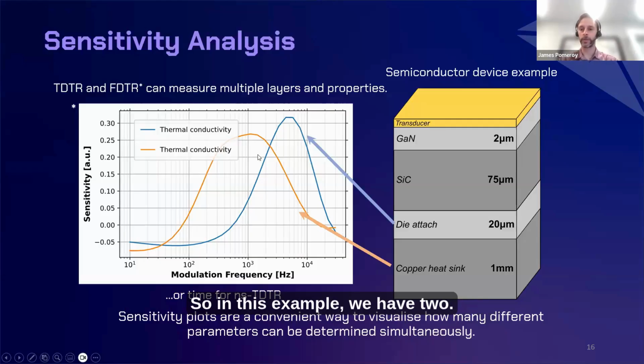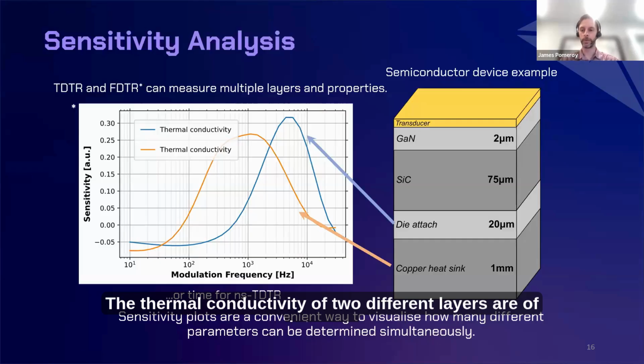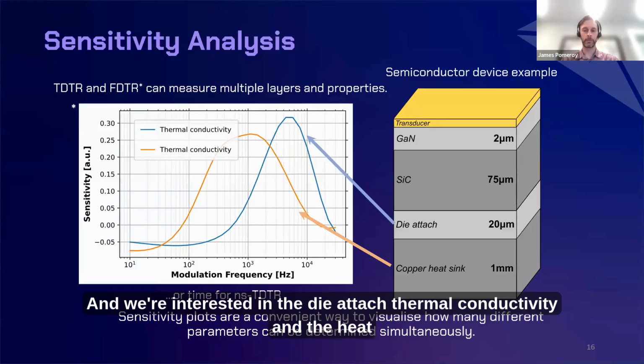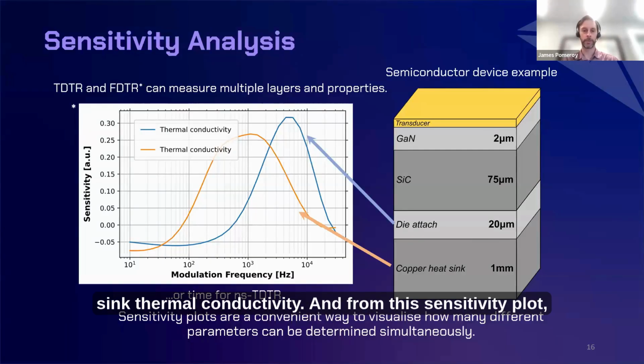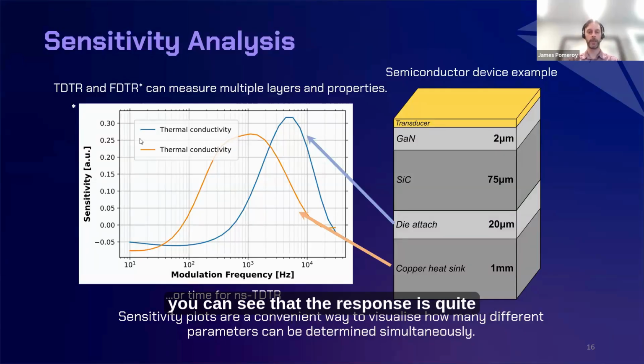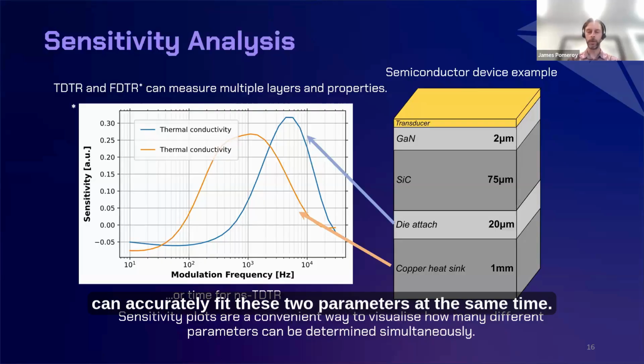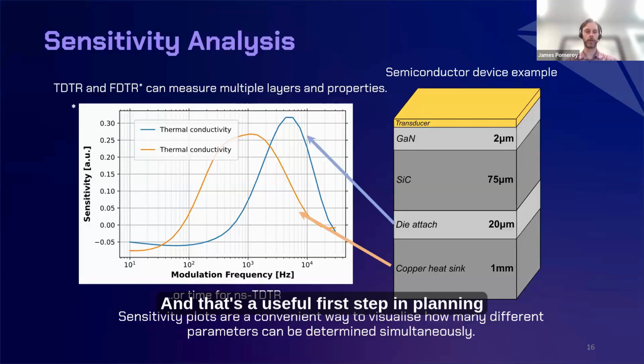So in this example, we have the thermal conductivity of two different layers of interest. So this is a semiconductor chip with a die attach and a heat sink. And we're interested in the die attach thermal conductivity and heat sink thermal conductivity. And from this sensitivity plot, you can see that the response is quite separated in frequency. So you can accurately fit these two parameters at the same time, and that's a useful first step in planning a measurement.